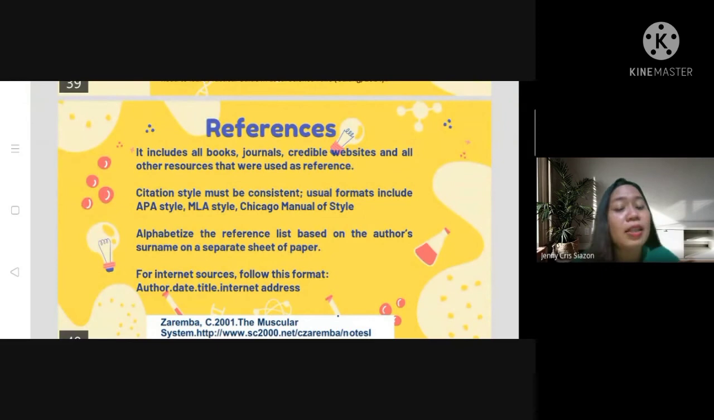And of course, the references, no, you have to include proper formatting, APA style, MLA style, Chicago Manual of Style. Kailangan marami tayong references kasi nagre-research tayo. So, kailangan lang pagtuunan natin ng pansin yung mga credible websites, the journals, and the books na gagamitin natin as references.